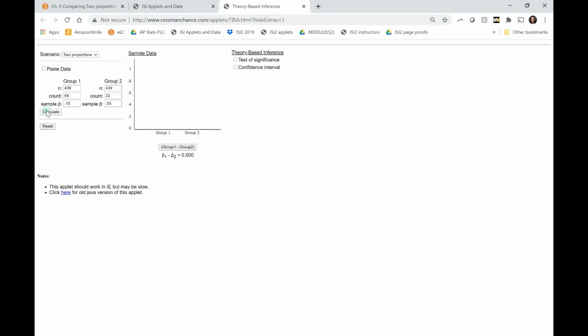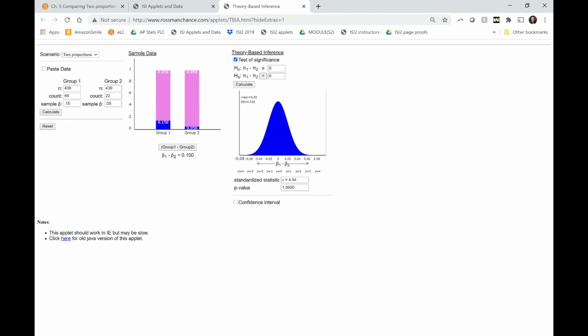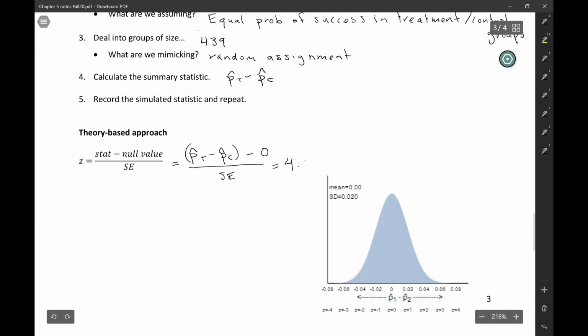If we click calculate, it gives us our segmented bar graph. It also calculates the difference in the proportions, 0.15 minus 0.05 equals 0.1. We want to know whether this is enough to be statistically significant, so we click test of significance. It's already set to 0. We do want to flip the sign around, so it's a greater than sign, and then click calculate. We've got our z-statistic is 4.94, and our p-value is so small that it's estimated here to be close to 0.